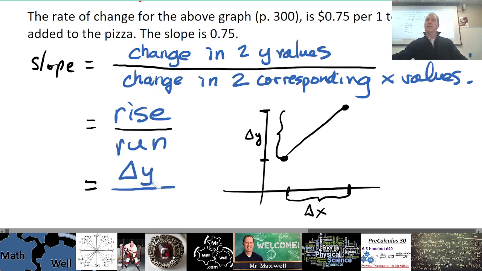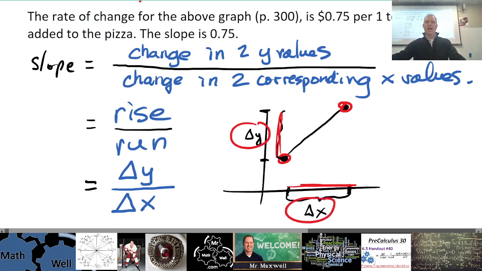And in math and science, it means change in. So change in y divided by change in x. That's how we find the slope. And of course, we have to use the 2 points, so the difference in y values from the 2 points divided by the difference in x values for the 2 points. So rise over run. Rise, change in y. Run, change in x.